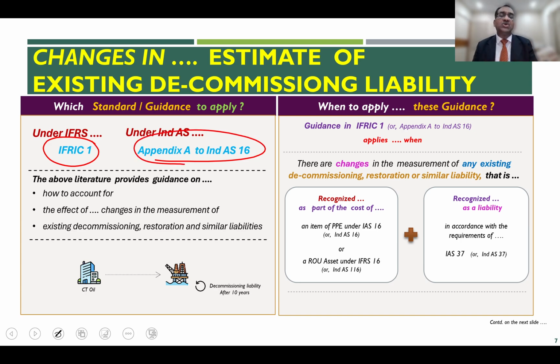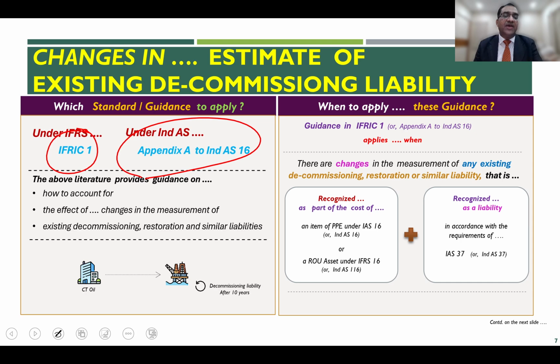When would you apply these two standards? You will apply the guidance given in these two standards when two conditions are cumulatively satisfied. It is an AND condition. You will apply the guidance when there are changes in the measurement of any of your existing decommissioning liability, which is already recognized as part of your property, plant and equipment, or as an ROU asset under leases, IFRS 16 or Ind AS 116, as I also mentioned in the last video.